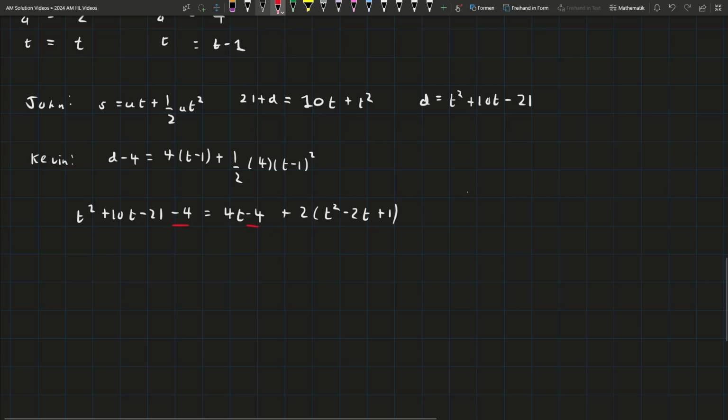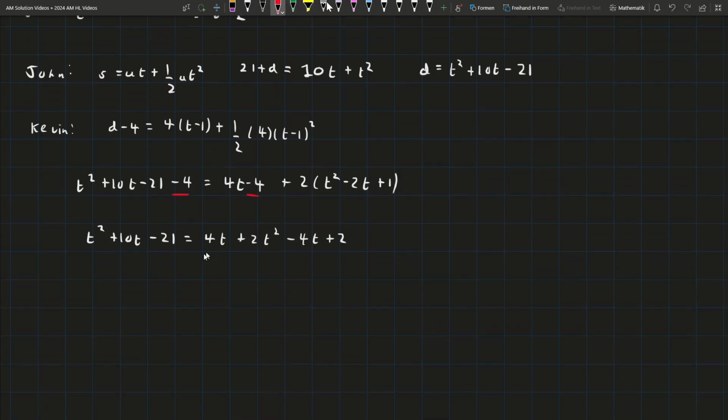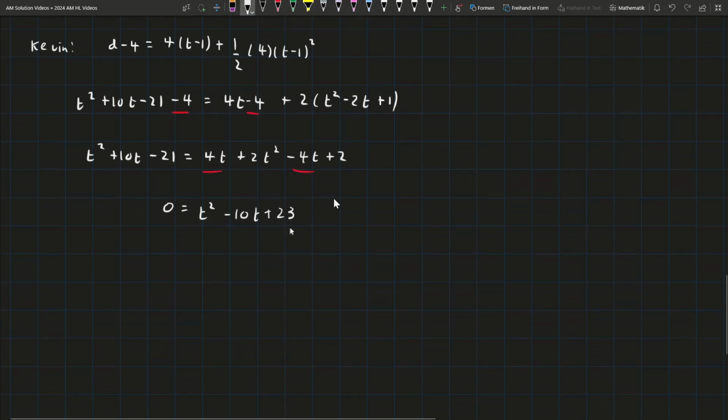Okay, and now we can multiply that out, but first we'll see this minus 4 cancels with this minus 4, and we can bring that 4t to the other side. Actually, we don't need to do that yet, because you'll see it'll cancel. t squared plus 10t minus 21 equals 4t, and now expand out the bracket, plus 2t squared minus 4t plus 2. We see this 4t and minus 4t will cancel. I'm going to bring everything to the right side now because it's a quadratic. So we'll have t squared, and then bring the minus 10t over, and then we'll have plus 23 because 21 plus 2.